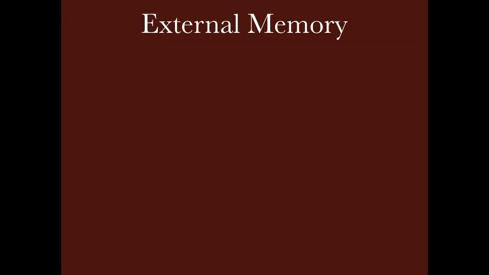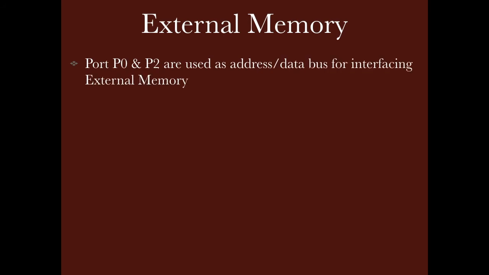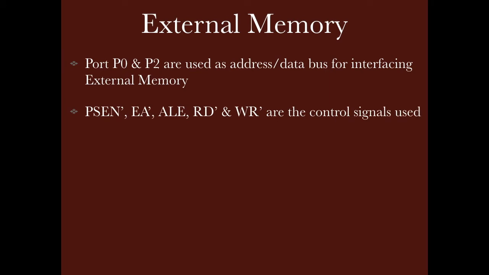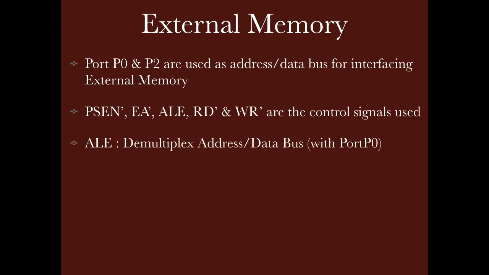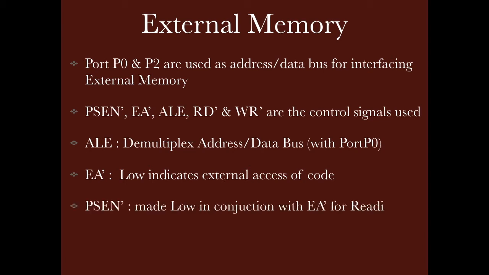Coming to external memory, as we know, whenever we are connecting external memory, we need to use ports P0 and P2 for the address and data bus. Then these are the control signals used with external memory. The control signal ALE is used to demultiplex the address data bus of port P0. EA bar is used whenever we are accessing code from external memory. This is an input pin. We set it to low whenever we are using external ROM.